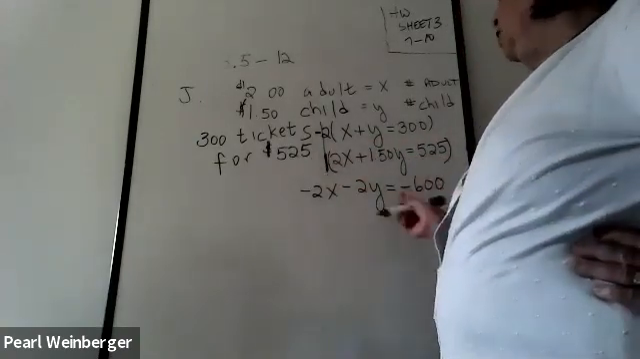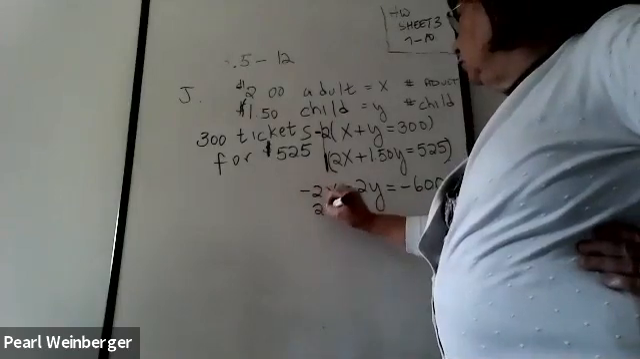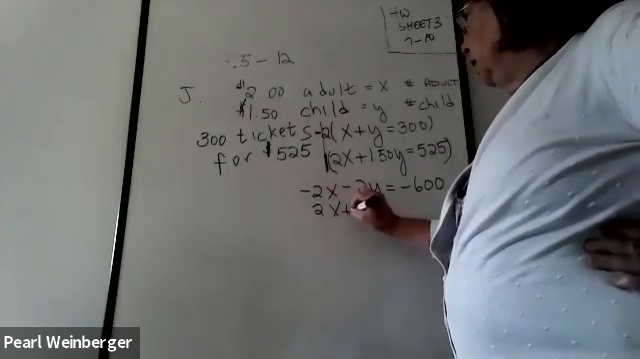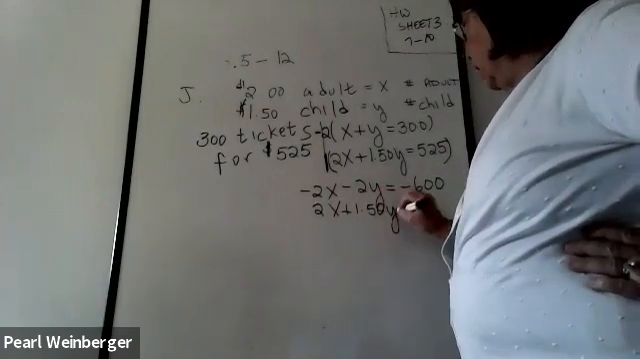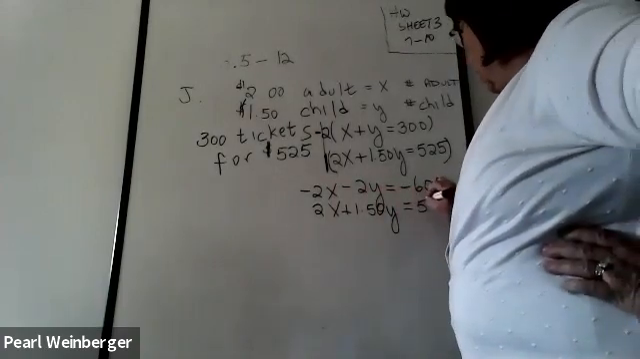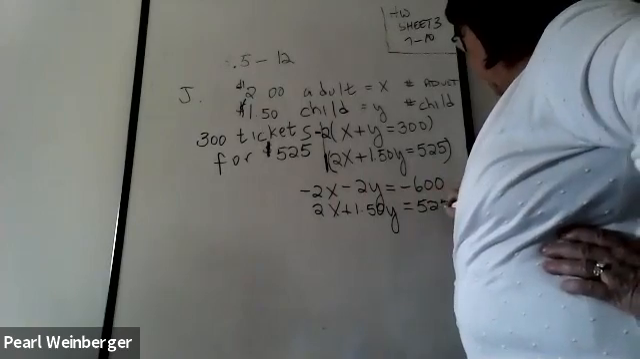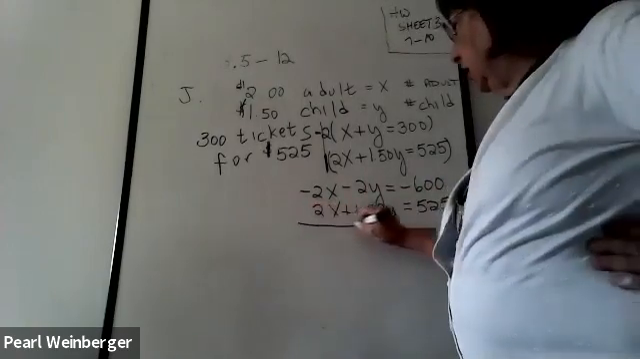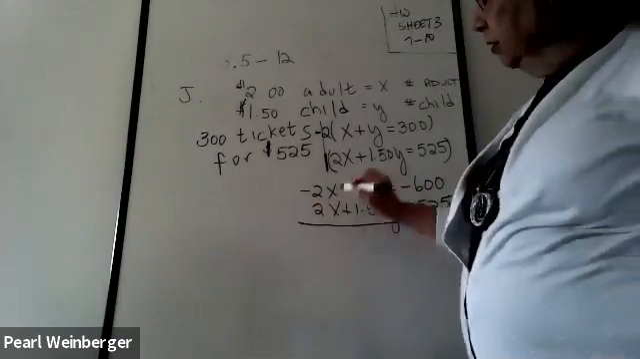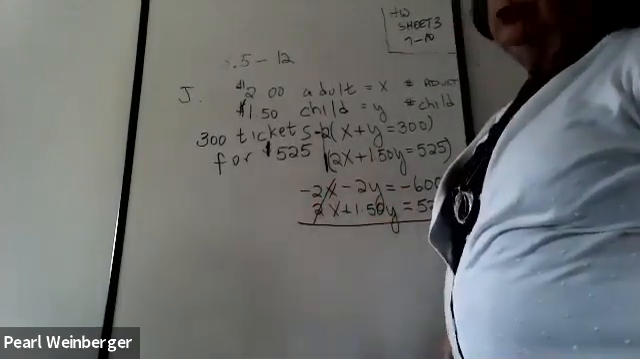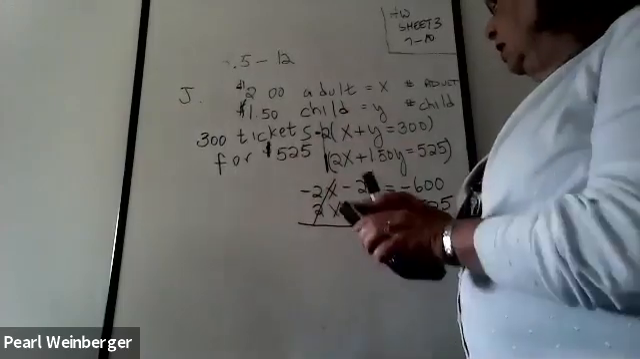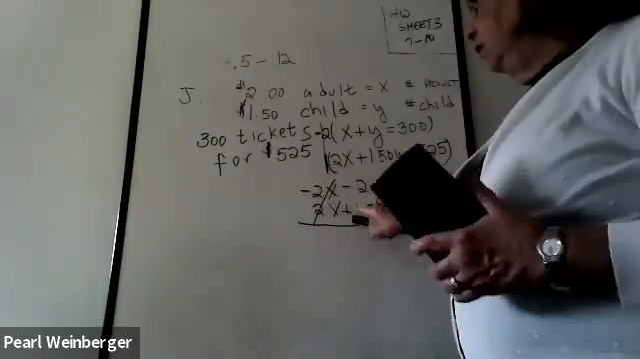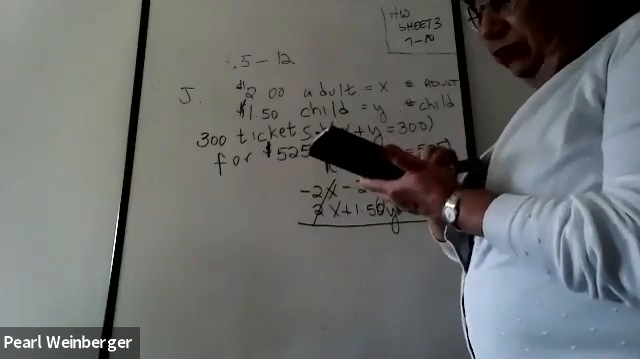Multiplying the bottom equation by 1 just gives me 2x plus 1.50y equals 525. And I'm going to add these 2 equations together. The -2x and the 2x cancel out. Well, we said we wanted to eliminate the x's. Now I have to add the -2y and the 1.50y.